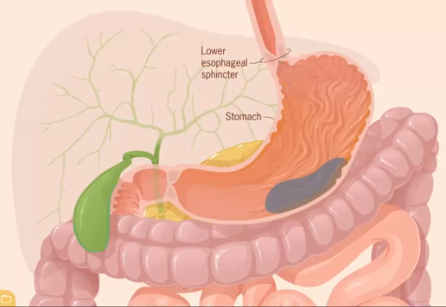The stomach is divided into anatomical regions: the cardia, fundus, body, and antrum. The muscular outlet of the stomach is called the pylorus. The surface of the lumen is covered in folds called rugae.